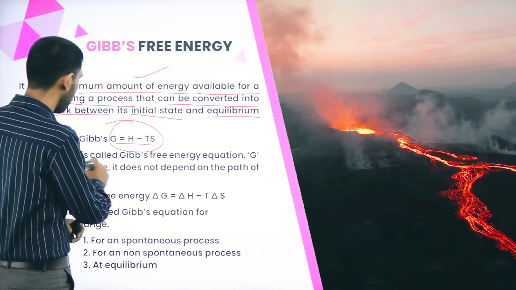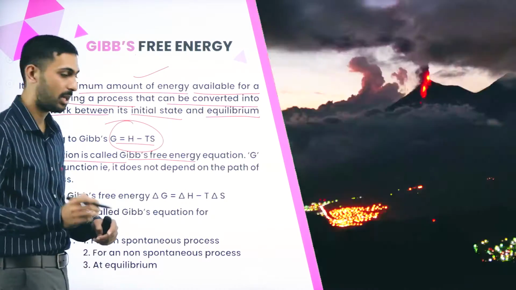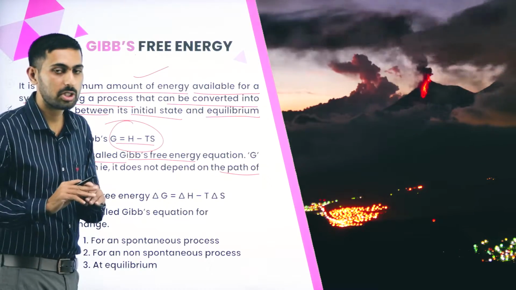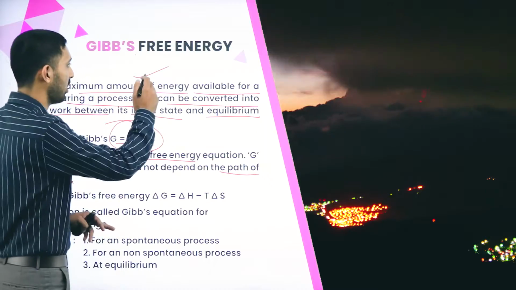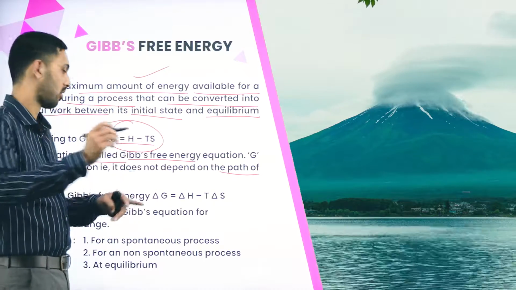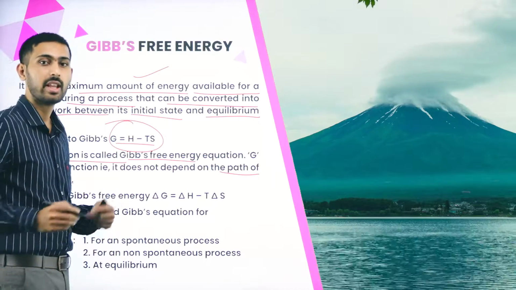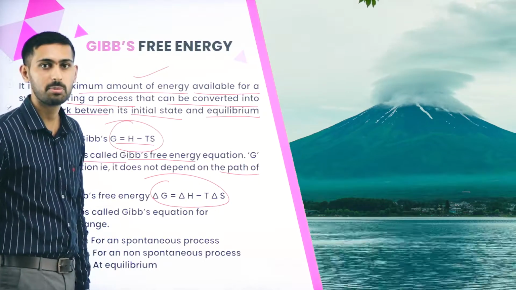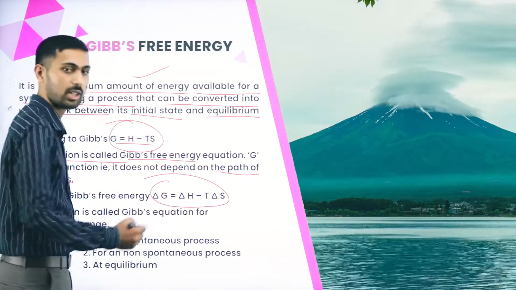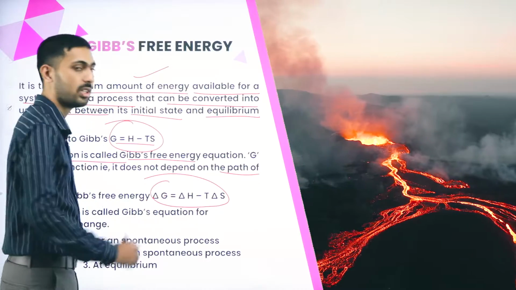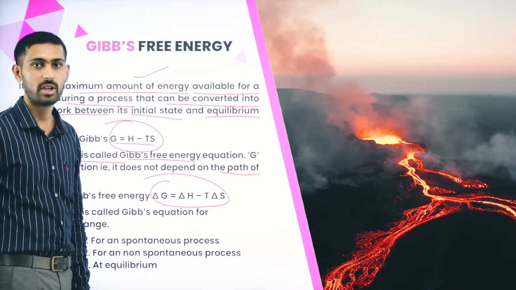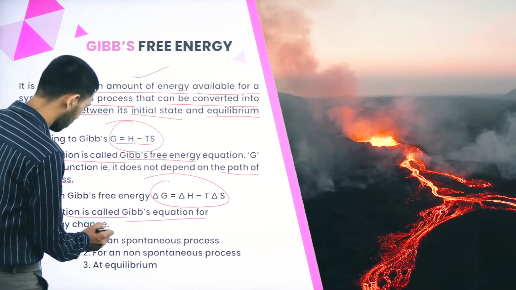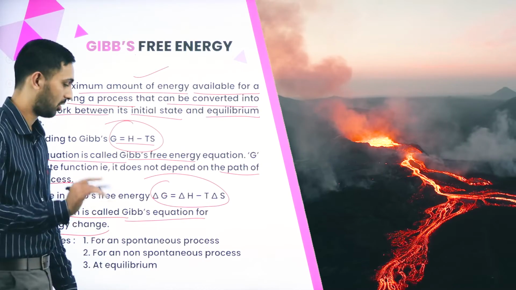This equation is called Gibbs free energy and it depends upon the path of the process. Entropy does not depend upon the path of the process, but Gibbs free energy depends upon the path of the process. Now let us calculate change in Gibbs free energy. Delta G = delta H - T delta S. This equation is called the Gibbs equation for the free energy change.